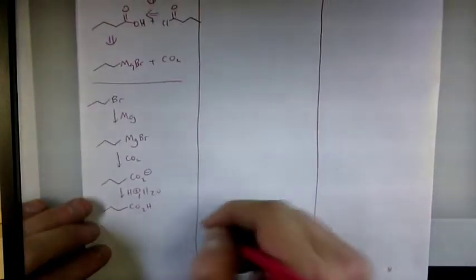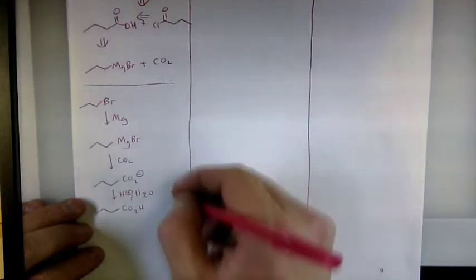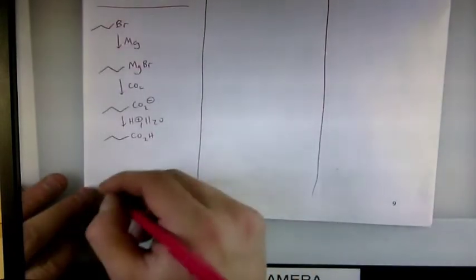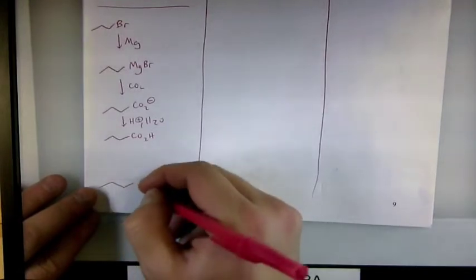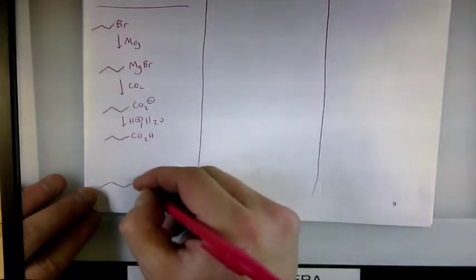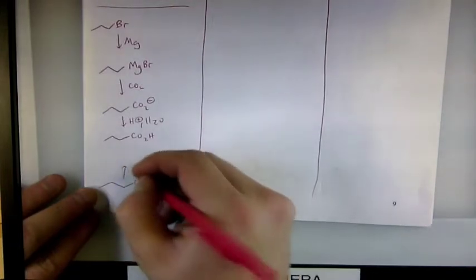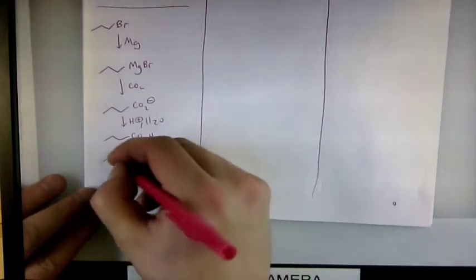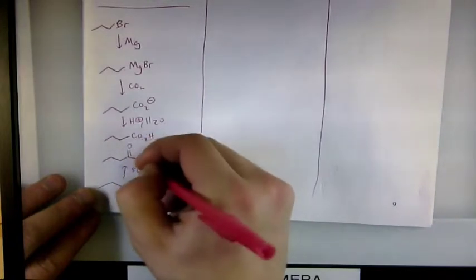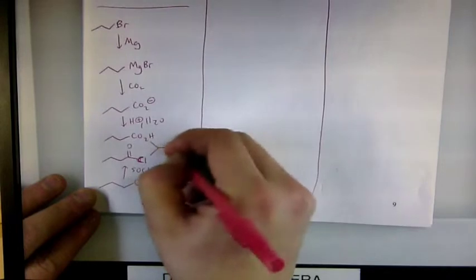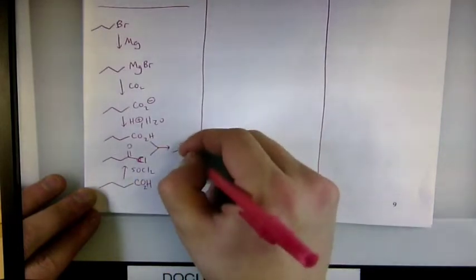Okay, now what you can do after that is say, I'm going to try it this way. I think this one's going to be difficult to control, and it's going to be a little messy. So we can react this with SOCl2. Oops. And then react these two together to give you the product.